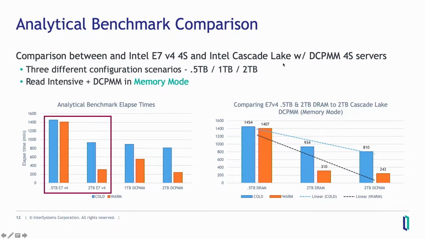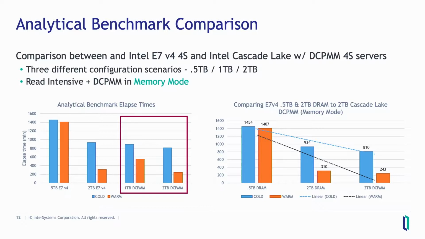So on the left here, from left to right, we have a 0.5 terabyte and 2 terabyte global buffer test, both on the Broadwell server. The other two are on a 1 terabyte and a 2 terabyte global buffer pool with DCPMM in memory mode. What we saw was no surprise. There's a significant reduction in elapsed time, approximately 6x, when comparing a 0.5 terabyte buffer pool to a 1 terabyte and 2 terabyte DCPMM pool sizes.